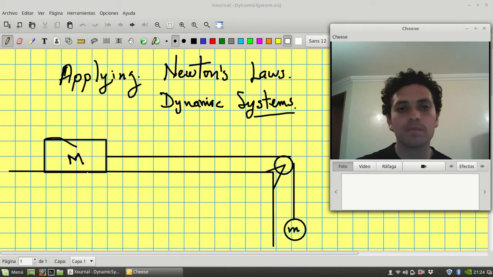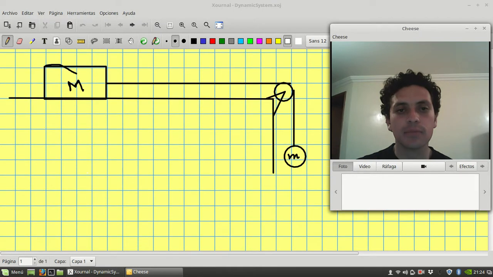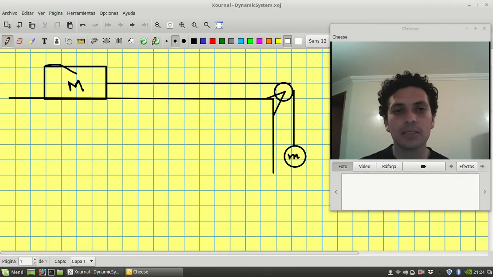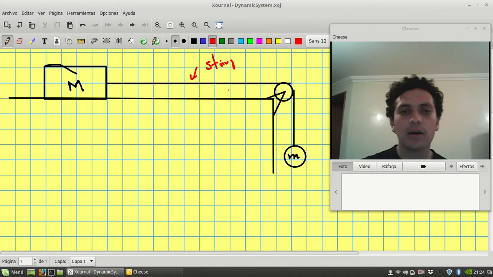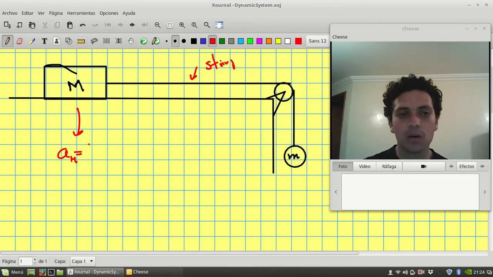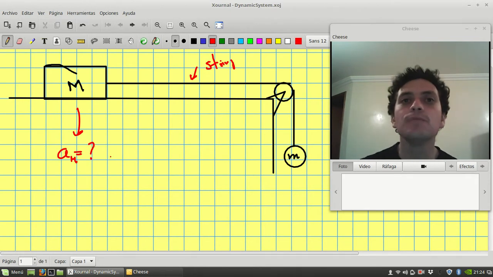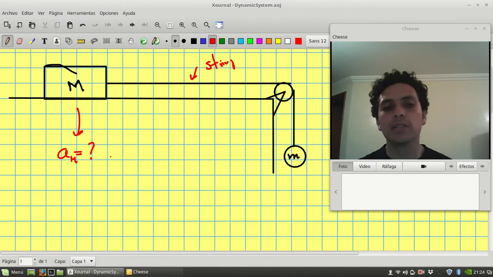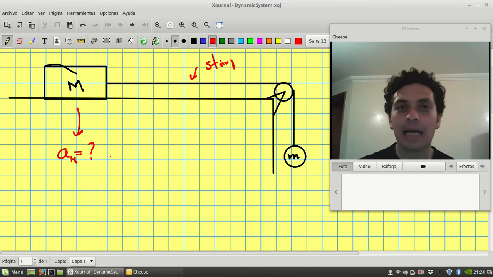Okay, so this is the system you can see here, and it's essentially just two masses connected with a string. Here is what we need to determine: what is the acceleration of the mass m? This is the question. If you apply Newton's dynamics for each body with a free body diagram for each one, you're going to have a system of equations and a lot of information.